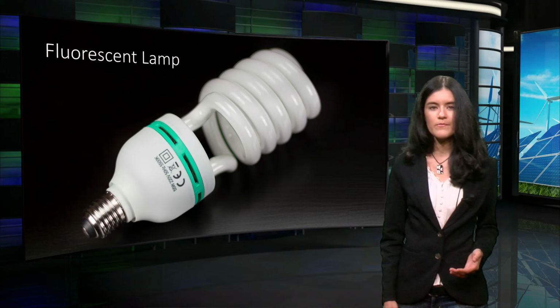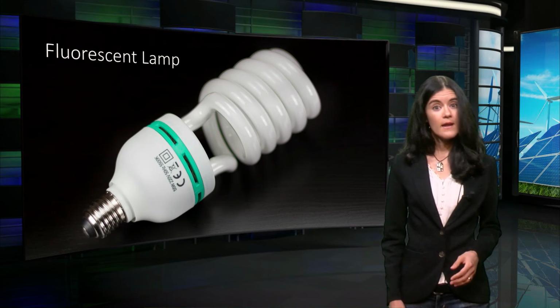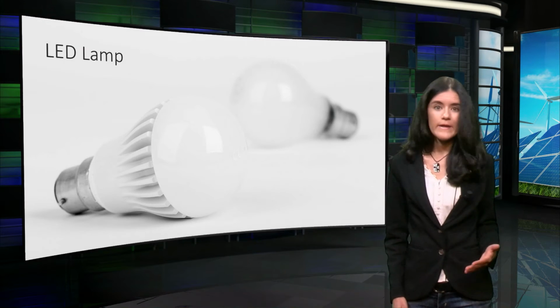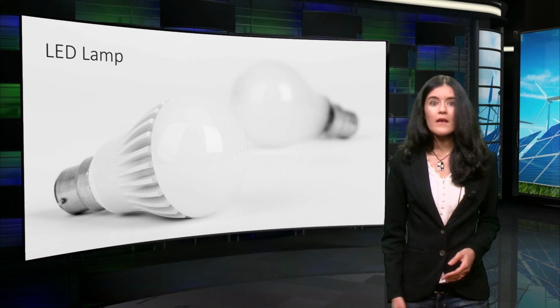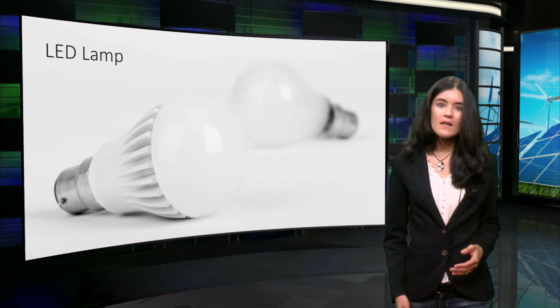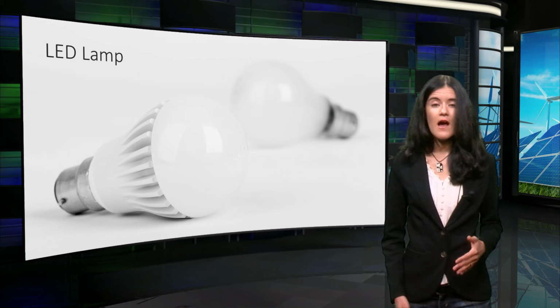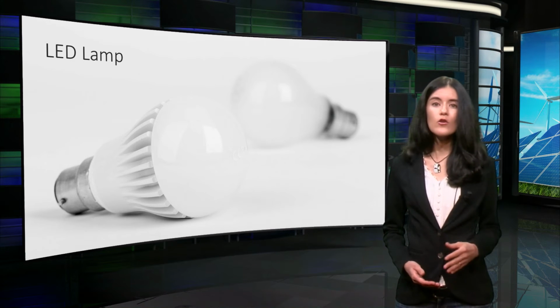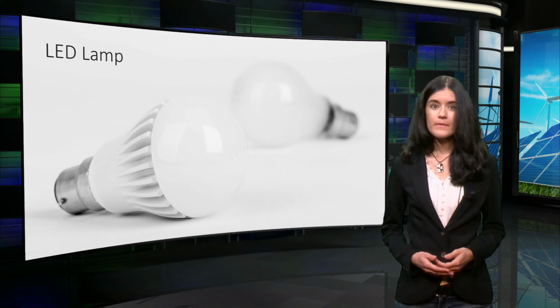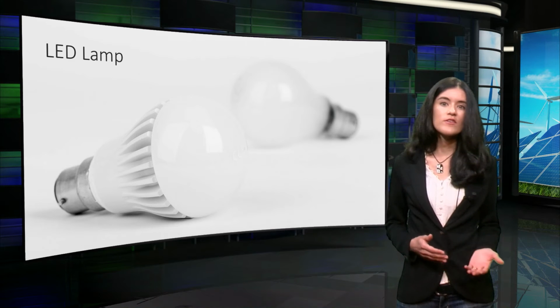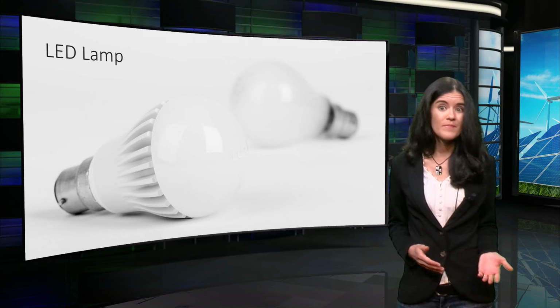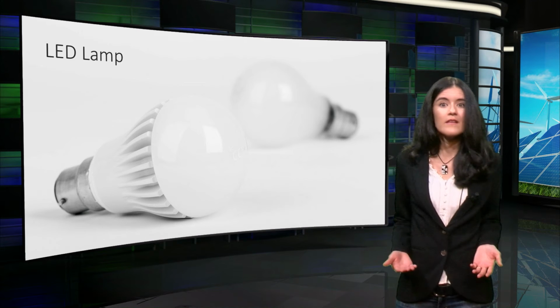The light-emitting diode, or LED, is a semiconductor that emits light when current passes through it. LED lamps have a low energy consumption and long lifetime. The main drawback of LED lamps is their effect on the power quality, as they produce distortion in the AC waveform.